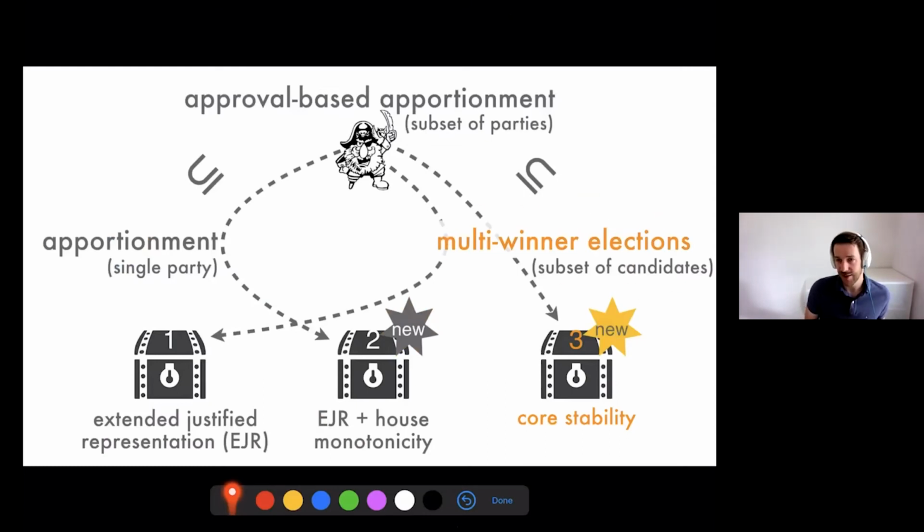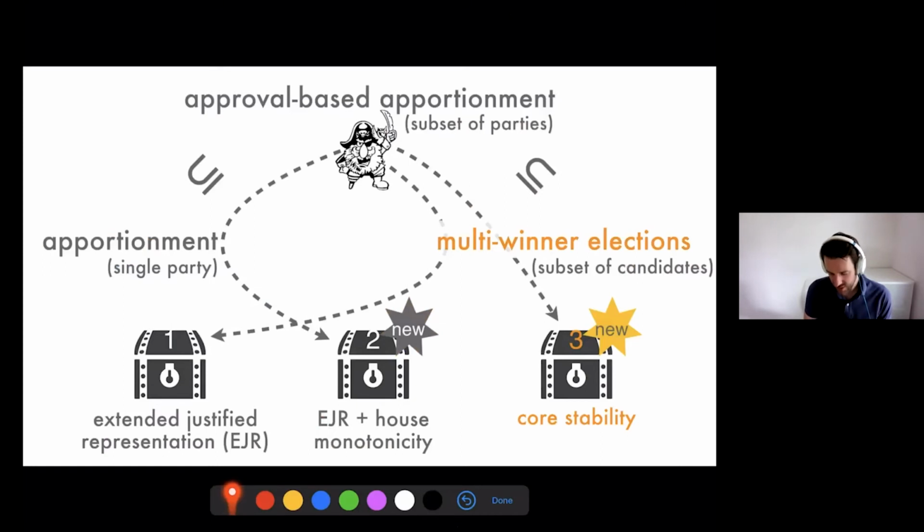stability is satisfiable by itself, not in combination with any other axiom. So we don't know whether the core is always non-empty or not. This is a well-known open problem in the field. In our subdomain of approval-based apportionment, we were able to show that the core is always non-empty, and we also have a rule that always chooses from the core.